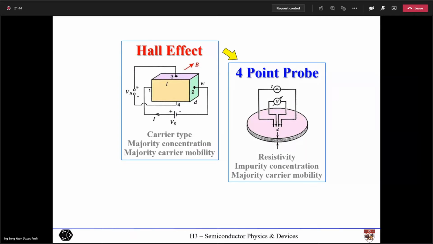So, the middle probe basically uses a voltmeter, which effectively doesn't draw current from the semiconductor, and that actually eliminates the effect of contact resistance. Contact resistance will show up if you have current passing through the probe into the semiconductor. So if you don't draw current, then contact resistance is eliminated, right?